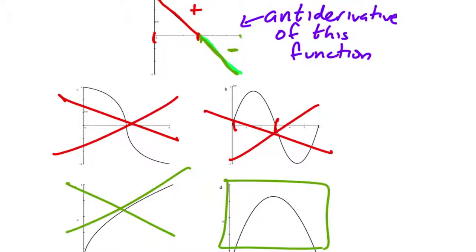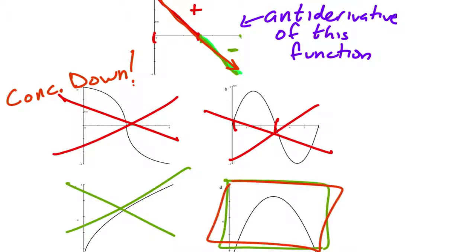Another aspect that you can look at is whether this function is increasing or decreasing. And so since it's always decreasing, that means that the antiderivative would have to be always concave down. And this one satisfies that as well. And that's it.